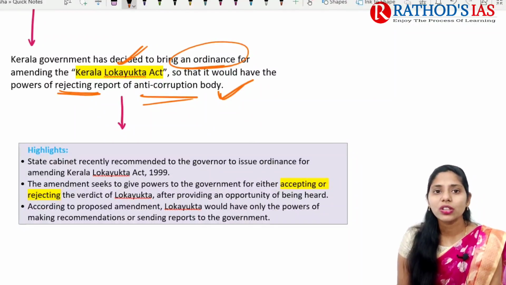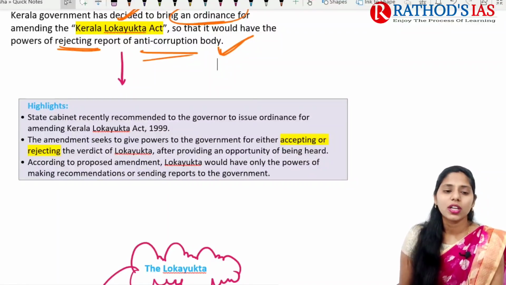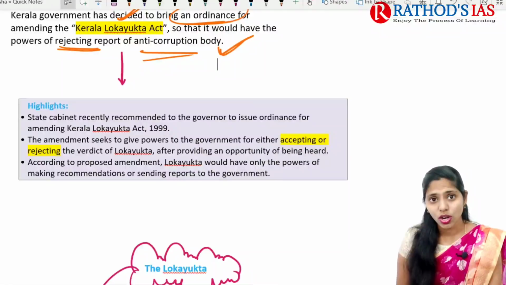Actually, the Lokayukta is an anti-corruption body which mainly deals with cases of corruption regarding public servants. Whenever it gives a report, this report can be rejected by the Kerala government through this amendment, through this ordinance amending Kerala's Lokayuktas Act.